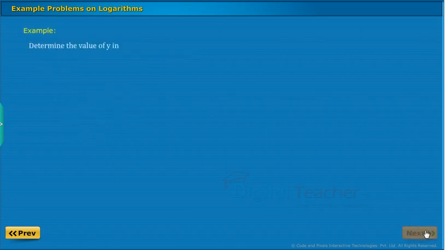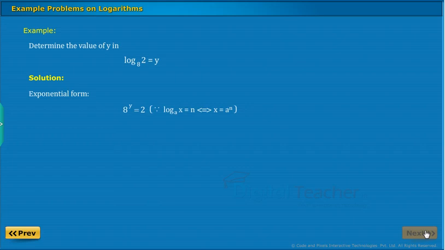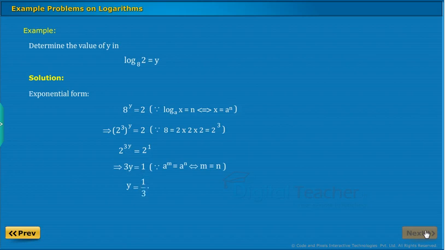Determine the value of y in log 2 to the base 8 is equal to y. Solution. The exponential form of above logarithmic function is as shown on the screen. As 8 can be further expressed as 2 power 3, so we write it as shown. By further solving it, we get as follows. Thus y is equal to 1 by 3.